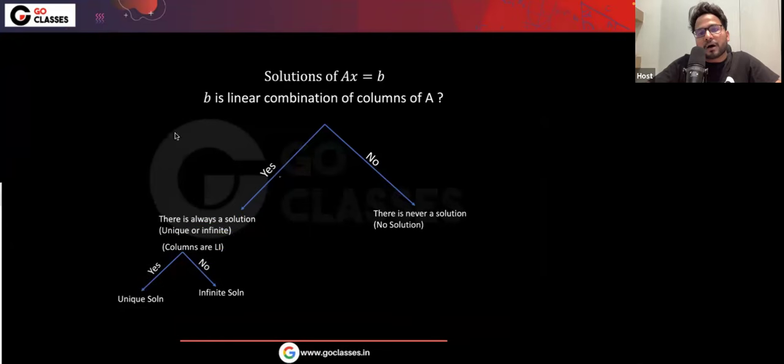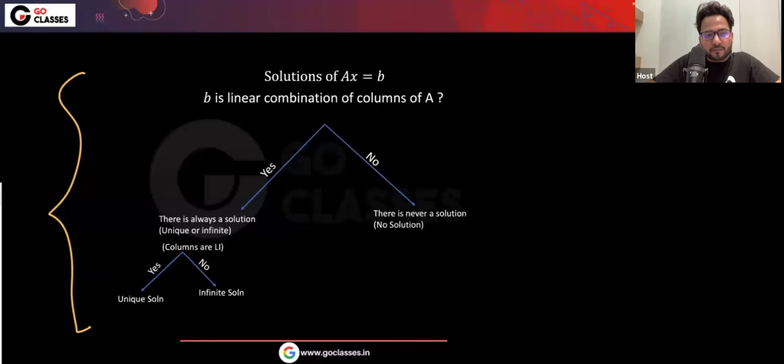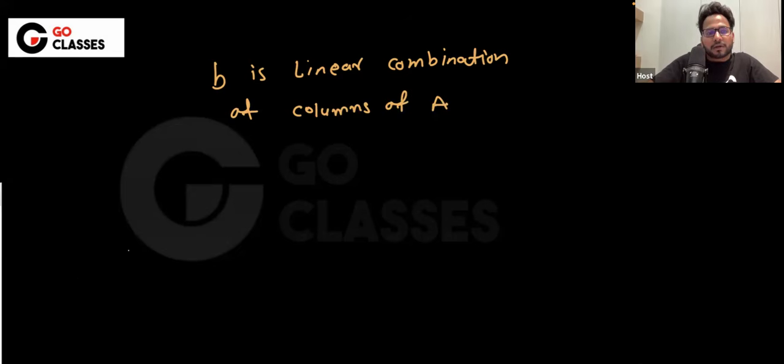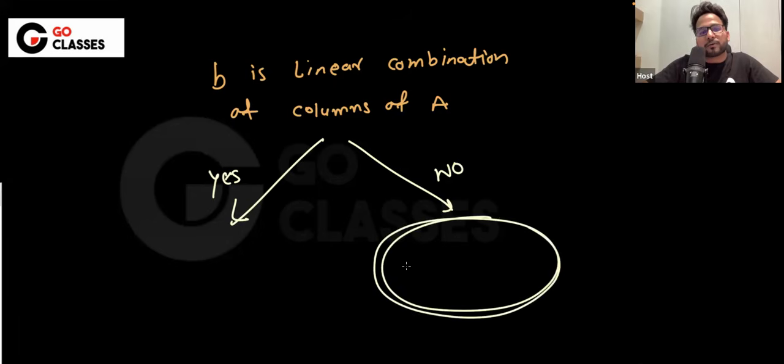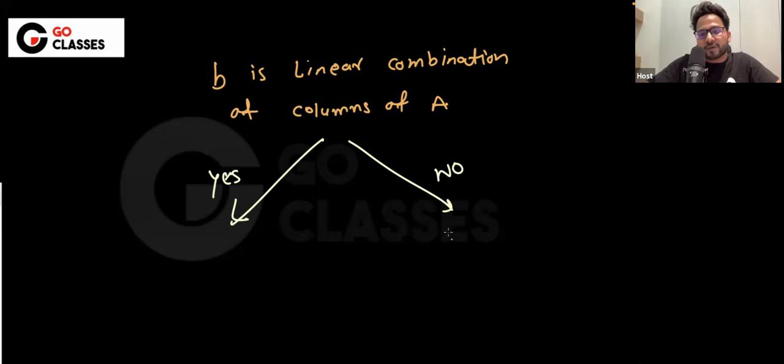Is there anyone here who can make this flow chart without even looking at it? Suppose I ask you, B is a linear combination of columns of A. Yes or no? If I say yes, if I say no, can you tell me at the no side, can I say unique solution, infinite solution, no solution, something like this? Can you tell me what I should be writing here? Immediately tell me. Then no solution, right?